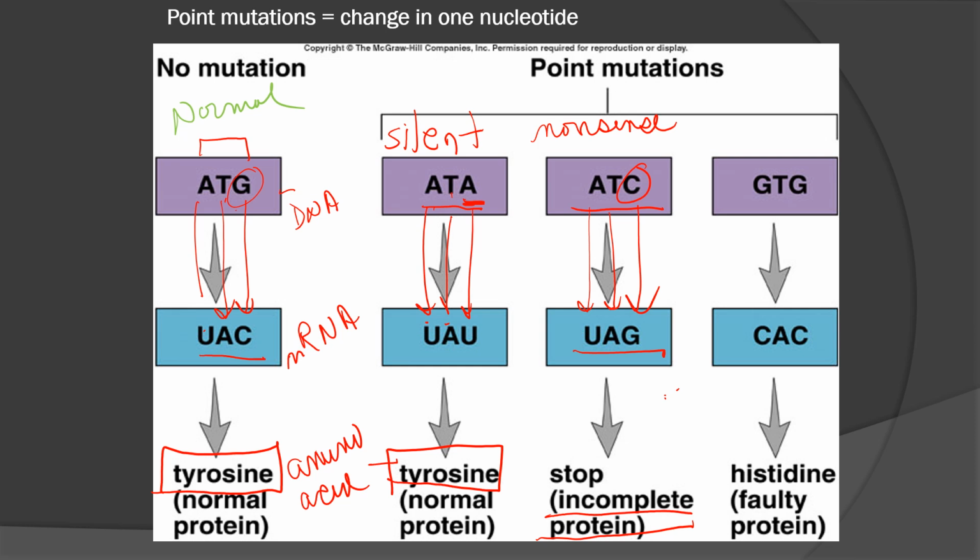Then the final type is from ATG. This time we're changing the first base to a G, so it's GTG. When you make RNA from that, it's CAC. When you look that up, you get histidine instead of tyrosine. And so when your body's making this protein in the cell, it's going to put histidine at that spot instead of tyrosine. That may or may not have a detrimental effect. It depends how much the way the protein works is altered by the amino acid being different.